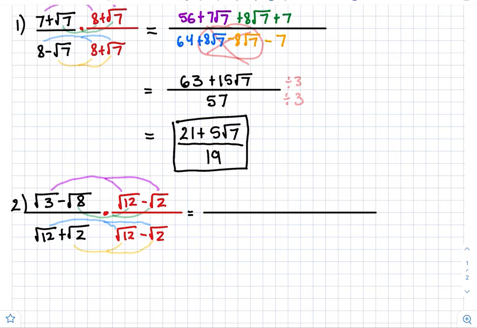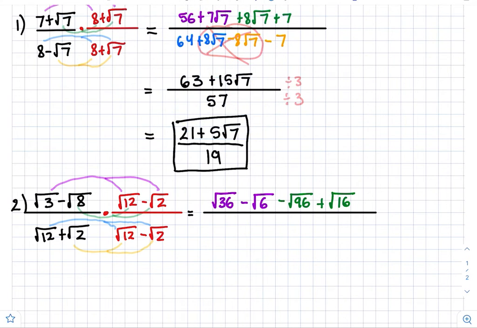Okay, so let's go. Purple. The square root of 3 times the square root of 12. That is the square root of 36. 3 times 12, 36. Square root of 3 times the negative square root of 2, negative square root of 6. Now we're on the green. Negative square root of 8 times square root of 12 is negative square root of 96. And negative square root of 8 times a negative square root of 2. Negative times a negative is a positive, and 8 times 2 is going to be square root of 16.